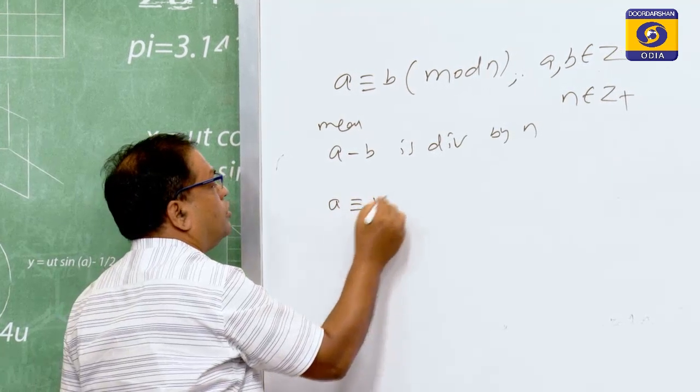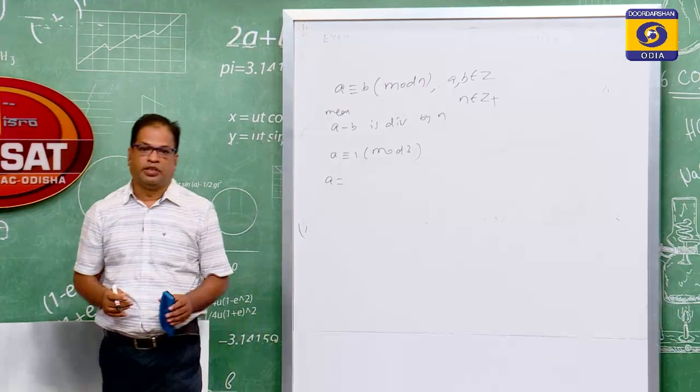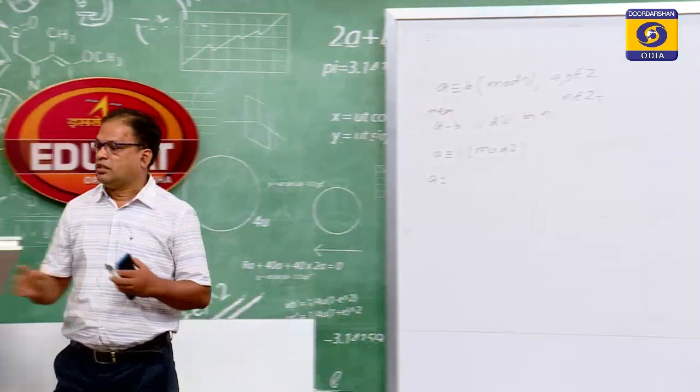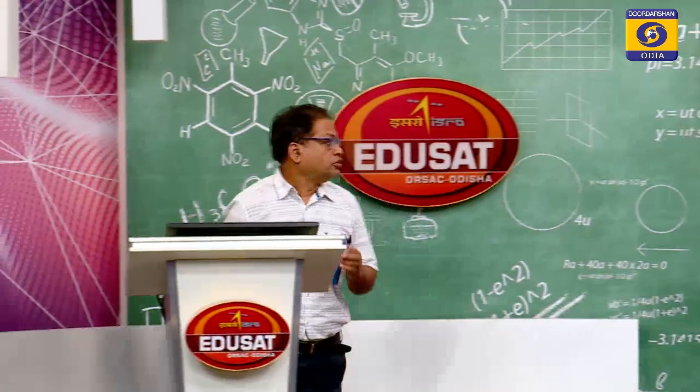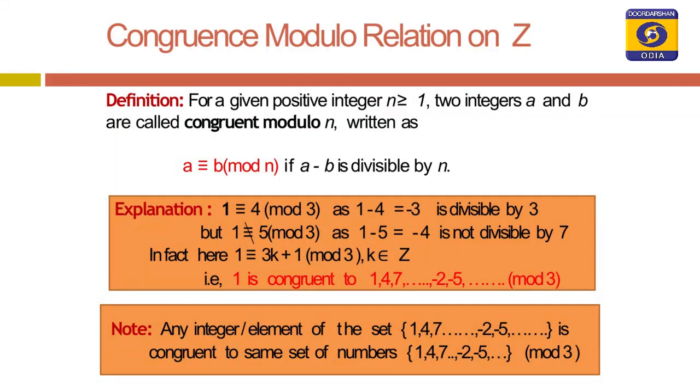So, which integer is congruent to 1 mod 3? What will be the value of A? When A is equal to 1, 1 minus 1 is 0, 0 is divisible by 3, and if A is equal to 4, then 4 minus 1 is equal to 3, 4 minus 1 is divisible by 3. So, 1 is congruent to 4, but 1 cannot be congruent to 5, because 1 minus 5 is equal to minus 4. Actually, 1 is congruent to an infinite set of integers 1, 4, 7. So, you can write that in the note.